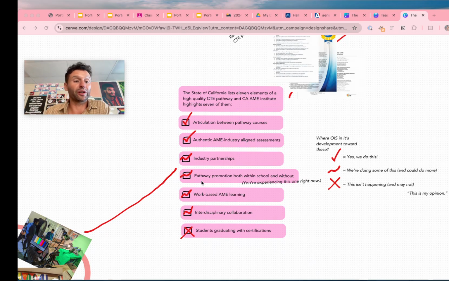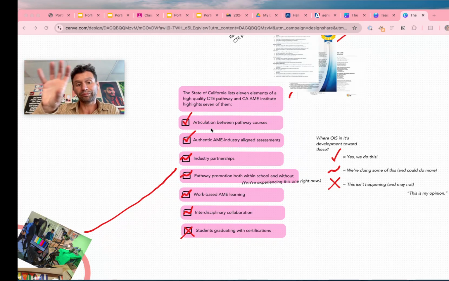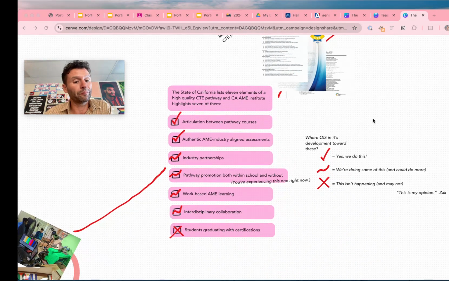So articulation between classes means students take a class in 10th grade, take a class in 11th grade, take a class in 12th grade. Maybe there's more classes in there as well, but they lead into each other. We're doing that already. We are having industry aligned assessments, so students are creating things that are similar to the things that they would be creating in the industry and being assessed as they would be at a job in the industry.